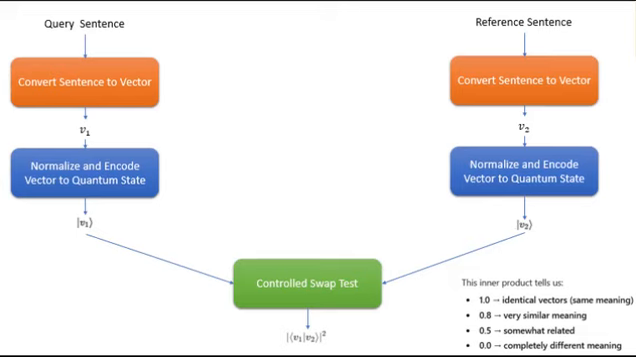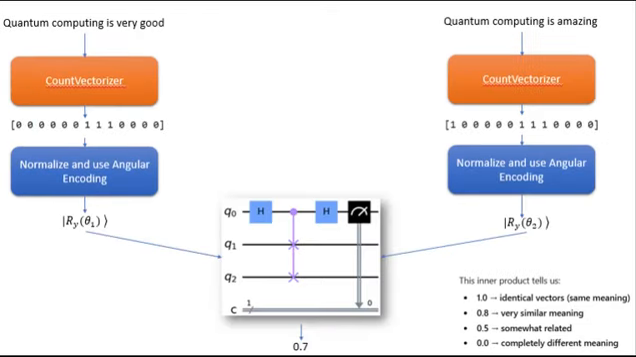First, we take a reference sentence and one or more query sentences, and convert each of them into numerical vectors using a classical NLP technique called CountVectorizer. This gives us a fixed representation of each sentence based on the words it contains. Once we have these vectors, we normalize them so they can be meaningfully compared.